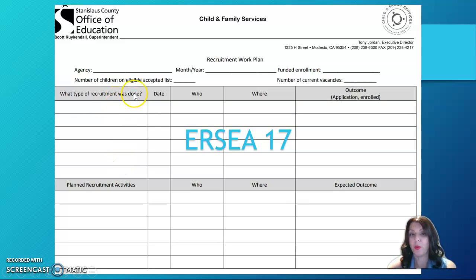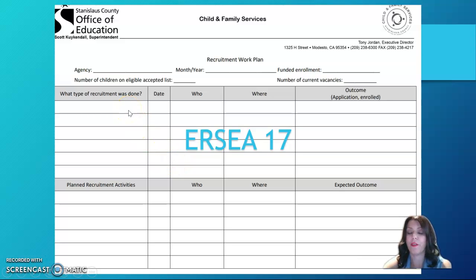What type of recruitment was done? The date. Who was there? Where was it? What was the outcome? When you're looking at what type of recruitment, I want to know, who are you targeting? Are you going to the gospel mission? Are you going to the woman's haven? Are you going to the CSA office to target families who qualify for SNAP or CalFresh, CalWorks, right? Who will qualify for our program?